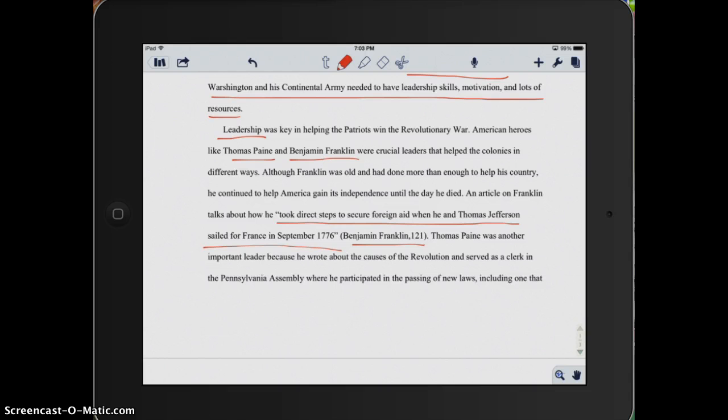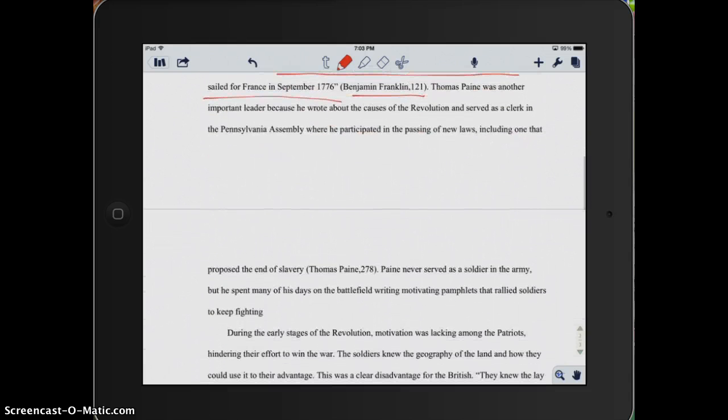Thomas Paine was another important leader because he wrote about the causes of the Revolution and served as a clerk in the Pennsylvania Assembly where he participated in the passing of new laws, including one that proposed the end of slavery. So we're going to go ahead and assume that this is a paraphrase from research. And how do we know that it's a paraphrase from research? Because they've given us a citation. That's where they got that information.